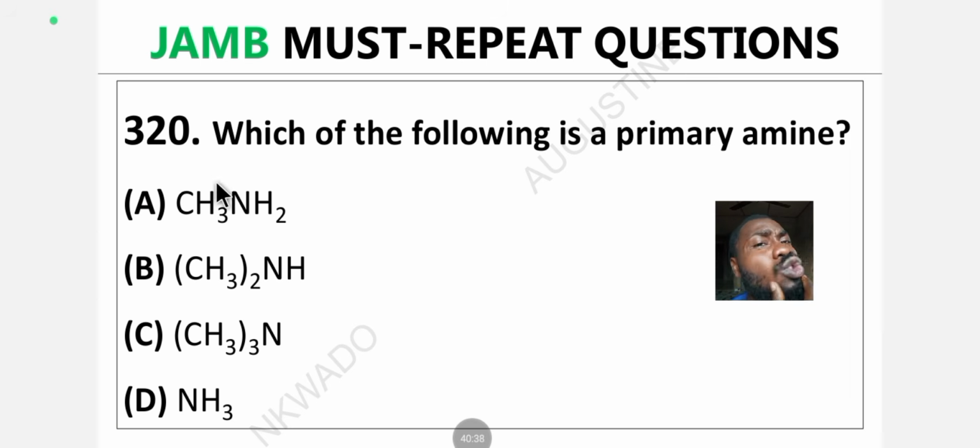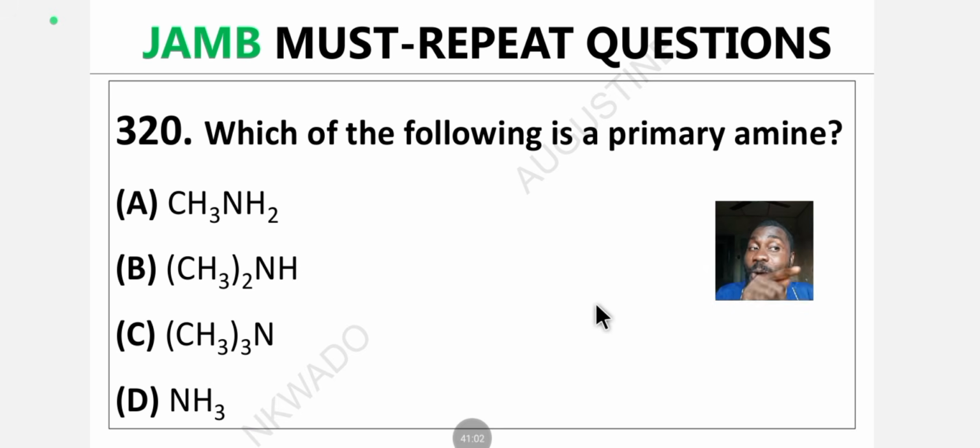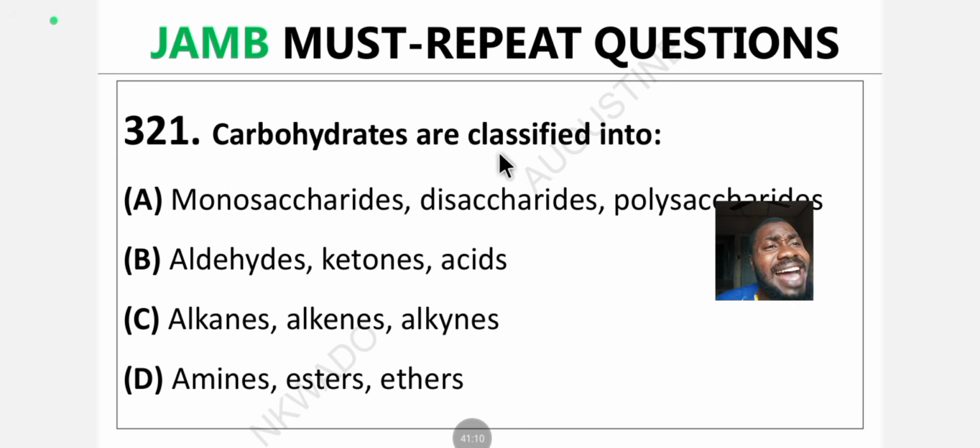Question 320. Which of the following is a primary amine? A. CH3. B. (CH3)2. C. CH3. D. NH3. What's the answer? I taught you easily. Think and drop the answer in the comment section, my scholars. If you can answer this question, that shows that you are almost ready to blast and bulldoze your JAMB UTME in 2026.